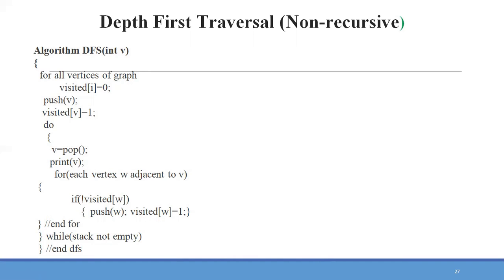Then next, push V. Now this V is the starting vertex which we will accept as input from the user. So push that starting vertex on the stack, and its entry in the visited array will now be replaced with value 1. Now this indicates that we have visited that starting vertex V. Next, as we have visited the vertex V, we need to pop it and print it for the output.